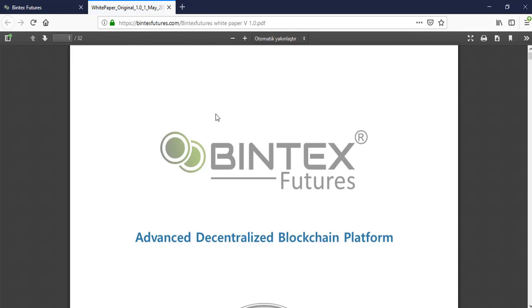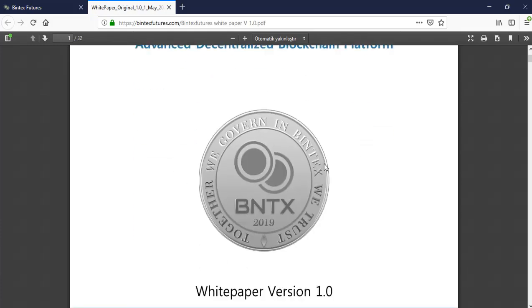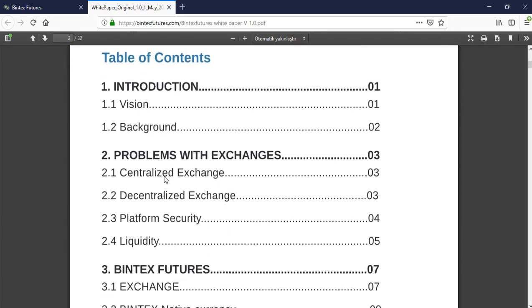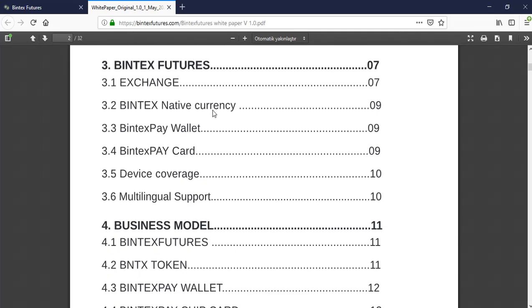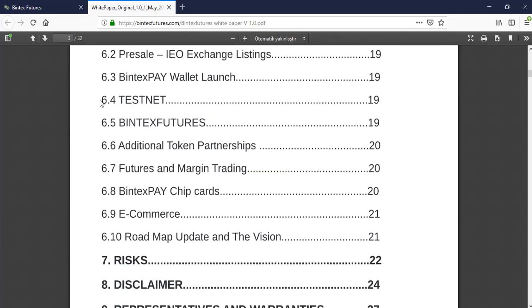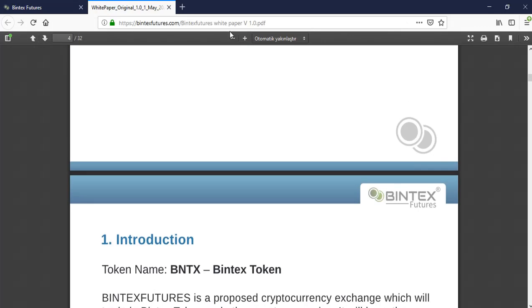Yes, my friend, we can read about Bintexfutures. Advanced decentralized blockchain platform, Bintexfutures. Vision, background, centralized exchange and decentralized exchange, platform security, liquidity, exchange, Bintex native currency, Bintex Pay wallet, Bintex Pay card, device coverage, multilingual support, Bintex feature, Bintex token and other information in the Bintex feature white paper.